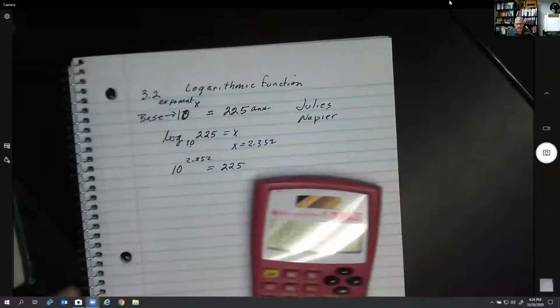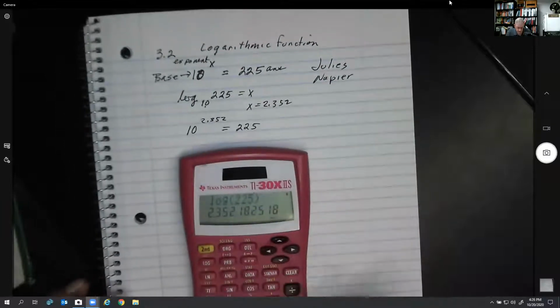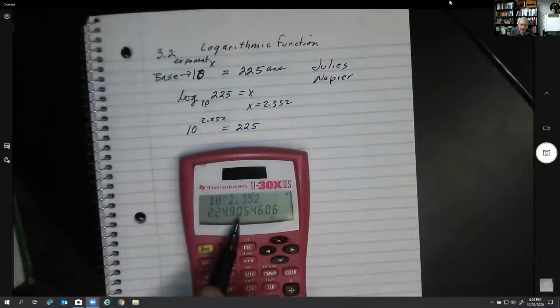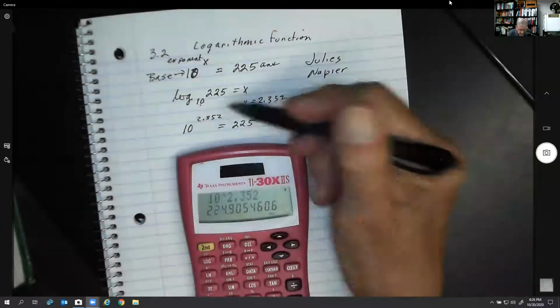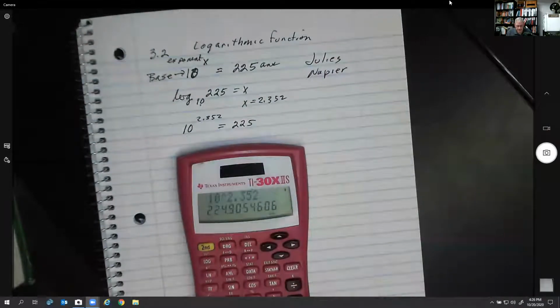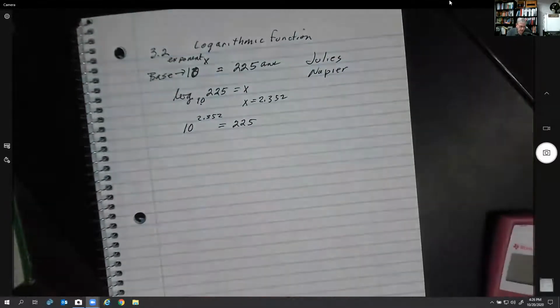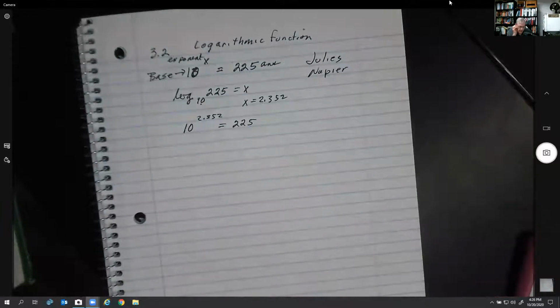Let's see if it is. Let's verify. Now, it won't come out exactly, but it would come out pretty close. 10 raised to the 2.352 power is approximately 224.9, 225. You know, if we carried it out more places, we'd get more accuracy. So it looks like it does verify it. So we can work in base 10.